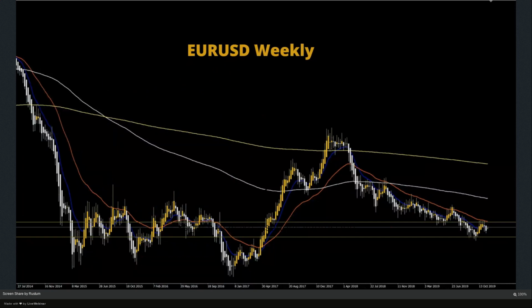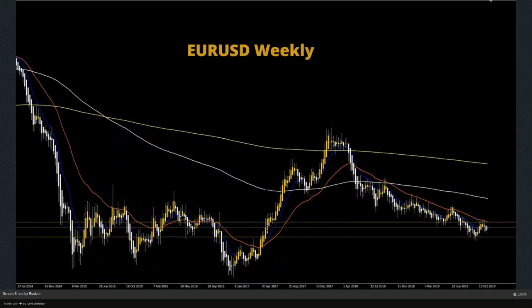Excellent, Tyron. And anything else? Without the support and resistance lines, what else does the chart give us? It gives us the direction.